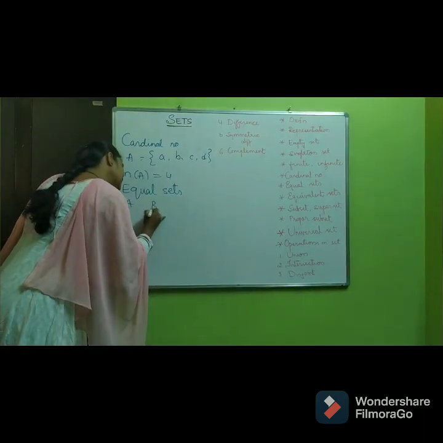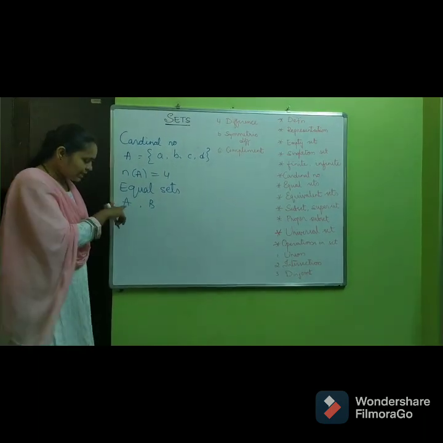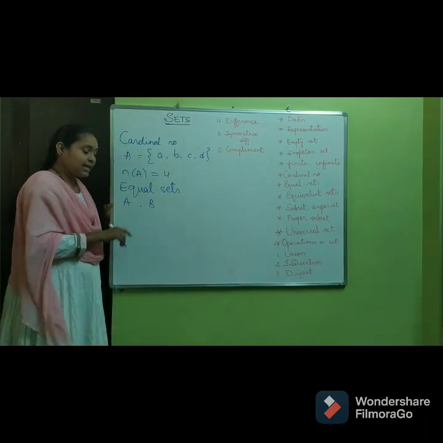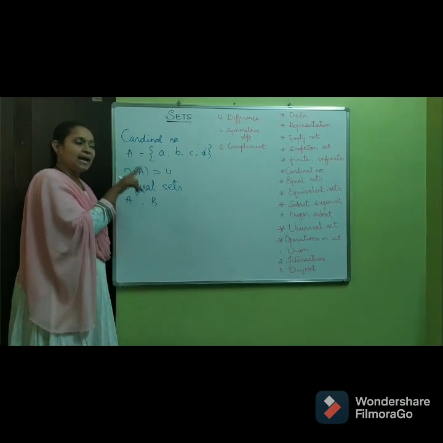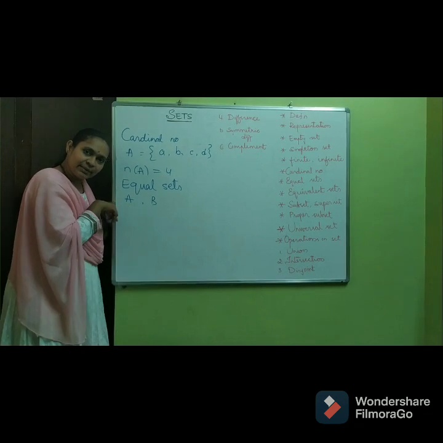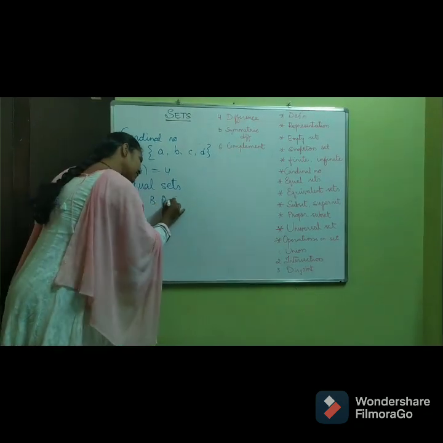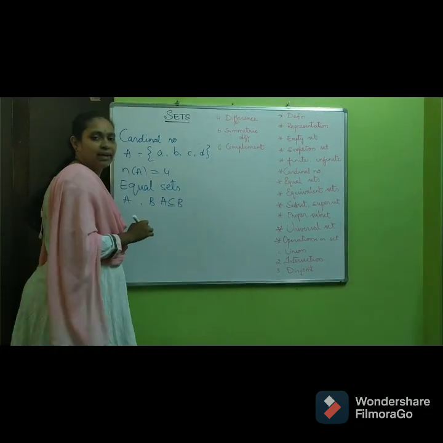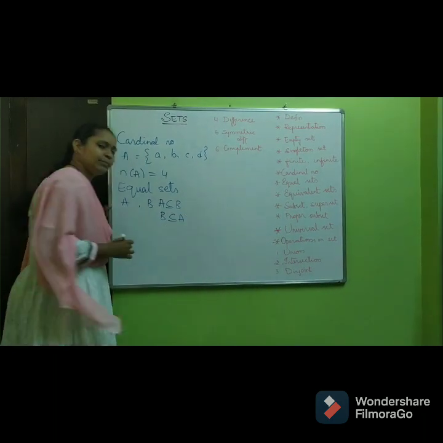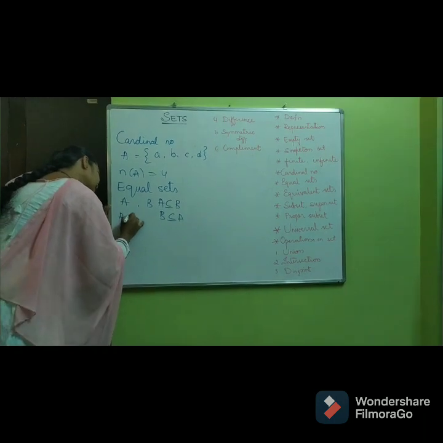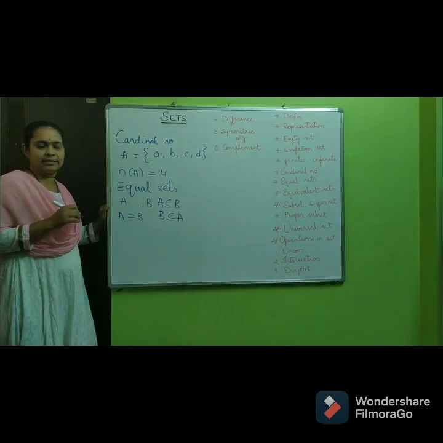We'll go for equal sets. We call sets equal. Let me take set A and set B. We call A, B equal sets if every element of A is an element of B and every element of B is an element of A. That is, if every element of A is the element of B and every element of B is the element of A, then we call these two equal sets.